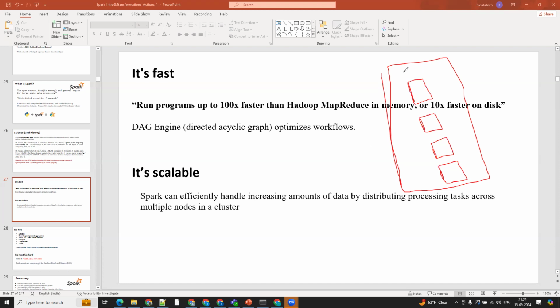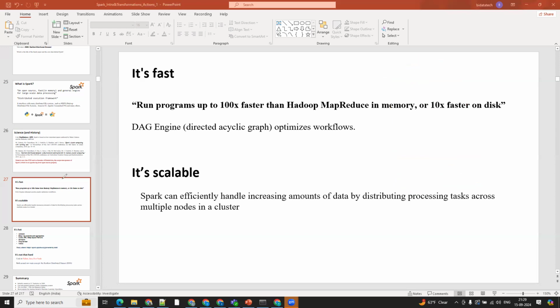That means if my data volume is slowly increasing, at that time you can add at any point of time one more system here in the cluster. You can add any number of systems or nodes to the cluster. It is scalable, no problem at all. It supports that scalability. How your MapReduce is supporting, same way your Spark is also supporting that. Yes, that is also one good thing.